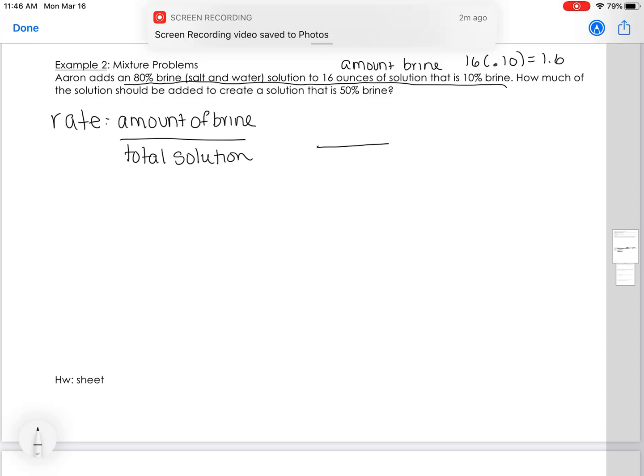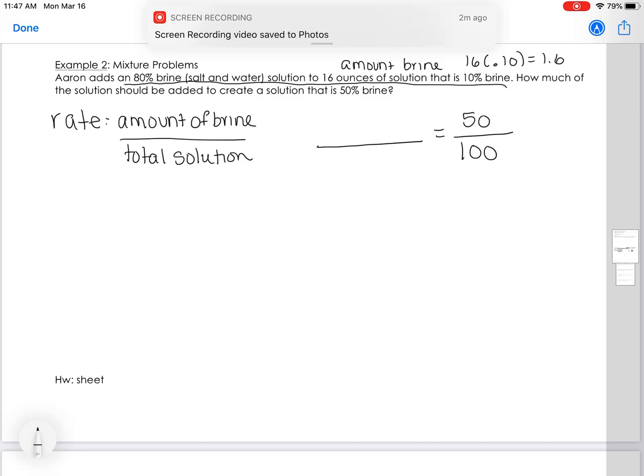Now, when we set this up, it's best to set a proportion up in this case because it's telling us we want 50% of it to be the brine. So 50 over 100 gets us our 50%. Now the question is what's going to be on the left-hand side, and that's where our rate ratio comes in. It says the amount of brine.